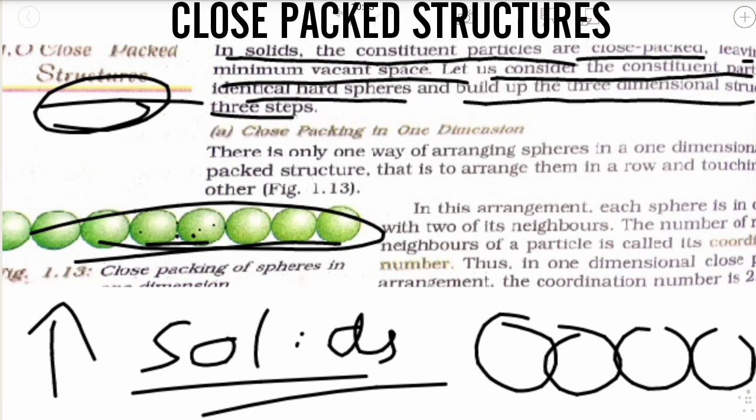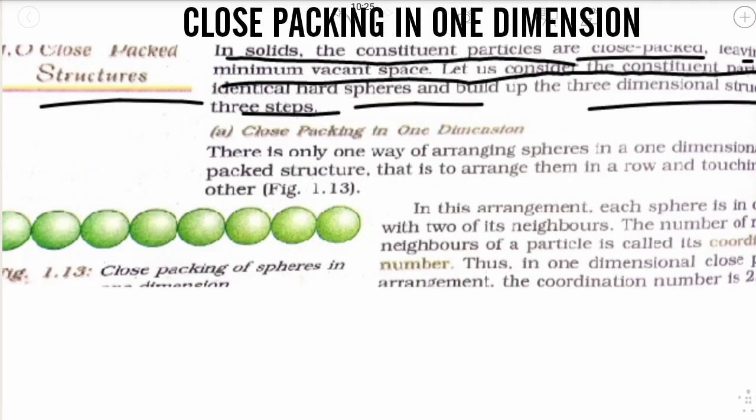The first way is close packing in 1 dimension. The second one is close packing in 2 dimensions. The third one is close packing in 3 dimensions. First we will learn the close packing in 1 dimension.